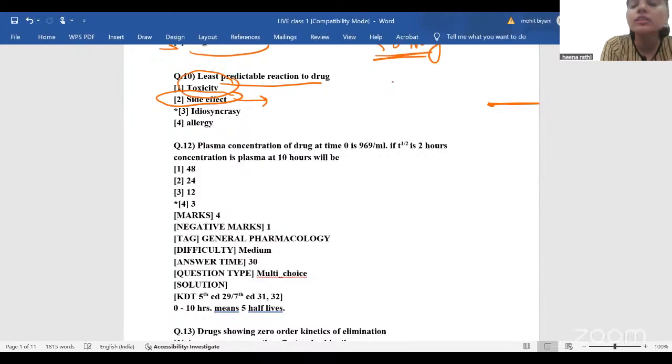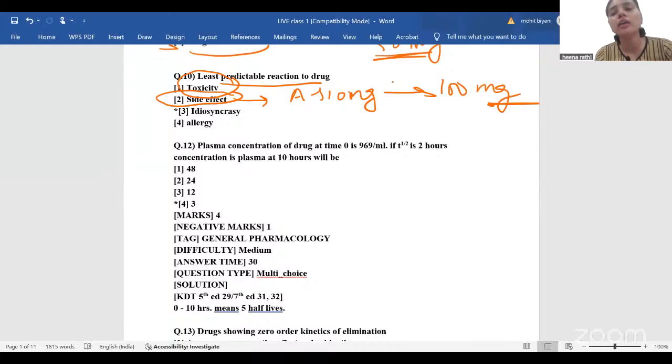Toxicity means we have taken a drug in a higher concentration. If the dose of drug A is 10 milligram, and we have taken 100 milligrams, it means we have taken an increased amount of the drug, and this will have a toxic effect in the body. That is predictable: if we have taken the drug for a longer period, or in a larger amount, then it will have its side effects and its toxic effects. So it is not the answer.